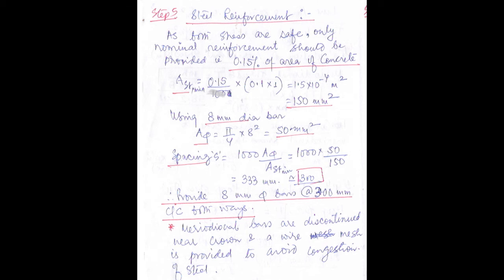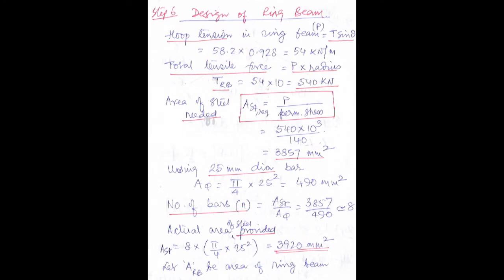Now let us look at step number 6. Now design of the ring beam. So again actually it will be just like the previous steps only. So let us see, first we have to find out the hoop tension. Hoop tension in the ring beam is equal to T sine theta. What is T? T is the meridional force, that we have got as 58.2 kilonewton.